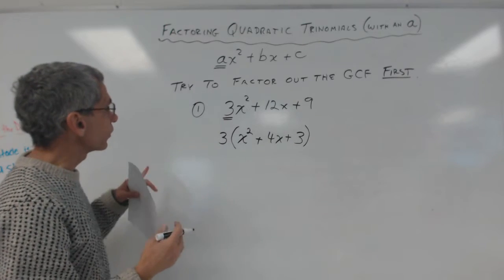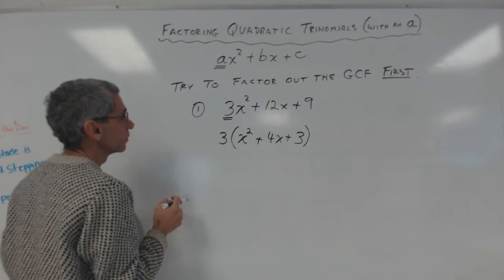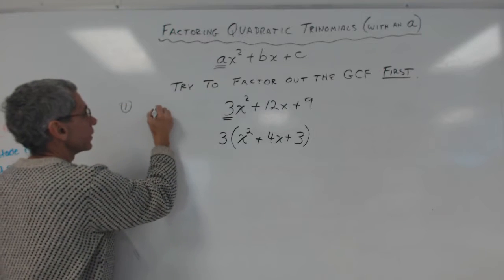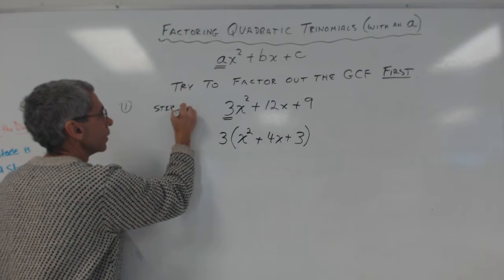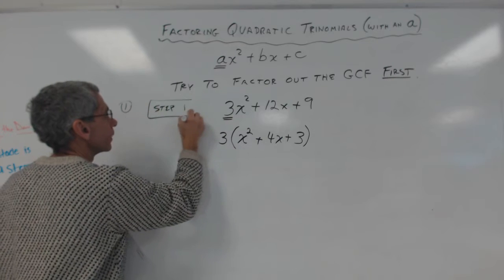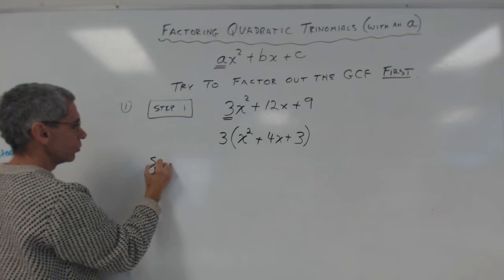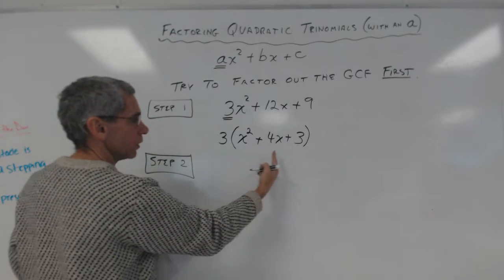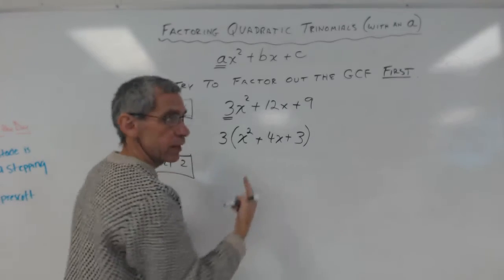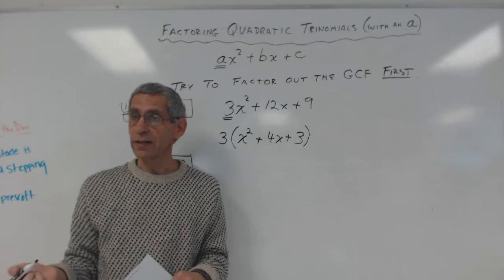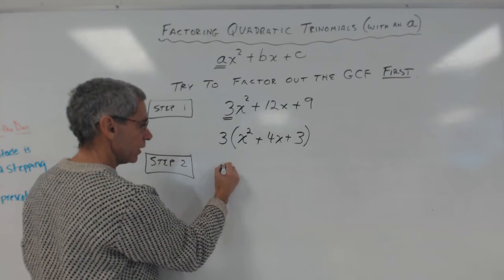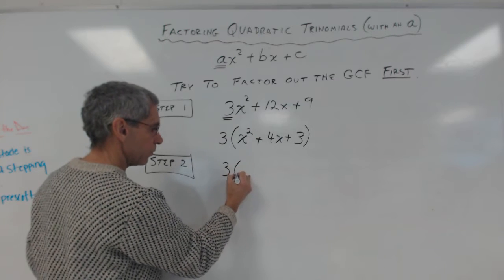Okay, so that's our first step, right? I'll put a 1 over here and say step 1. Now step 2 is to notice that this is a quadratic trinomial that is very simple to factor. You still have to keep this 3 here. You just ignore it, but you keep it there.